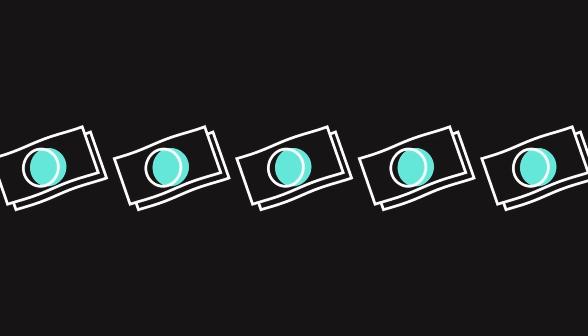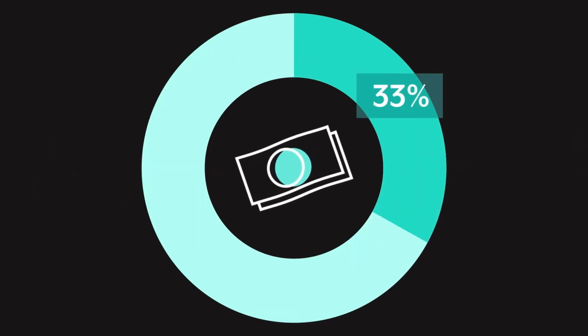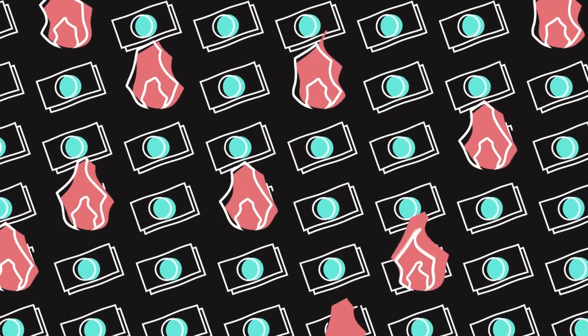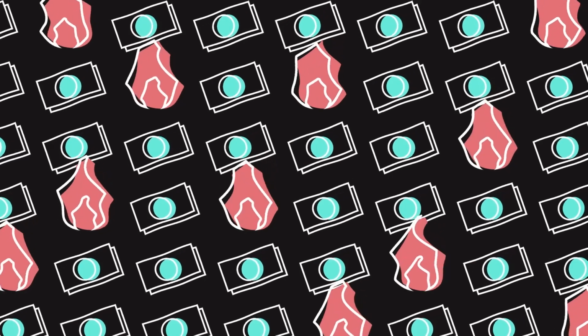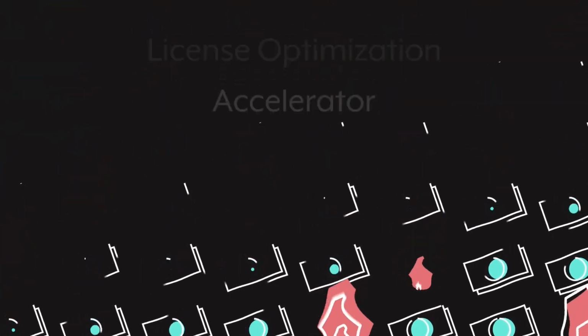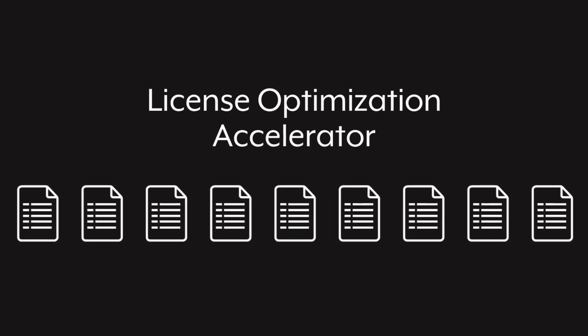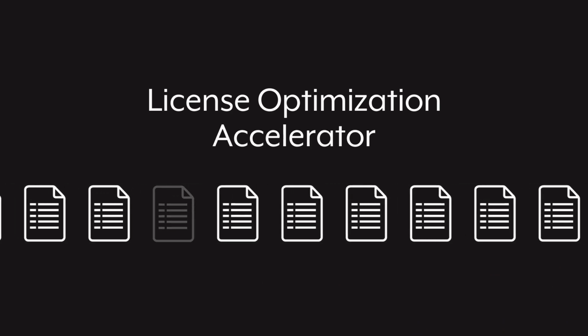Pressure is high on businesses to be more efficient. Expensive per-seat SaaS licenses are a top inefficiency. 38% of software spend goes wasted, but finding unused licenses on your own is hard work. The License Optimization Accelerator for Workato makes it easy to find and remove idle licenses.